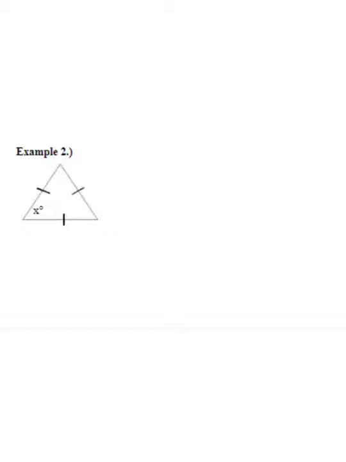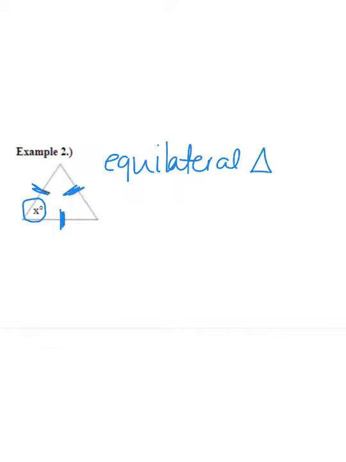Alright, example 2. Okay, find the missing angle. So we're trying to find x here, and we don't have any of the angles labeled. But these three dashes here mean that the three sides of the triangle are equal. If the three sides of the triangle are equal, then this is an equilateral triangle. Equilateral triangles have all equal sides. All the sides are congruent. And all of the angles are congruent.